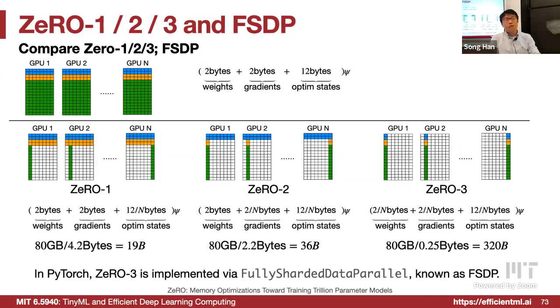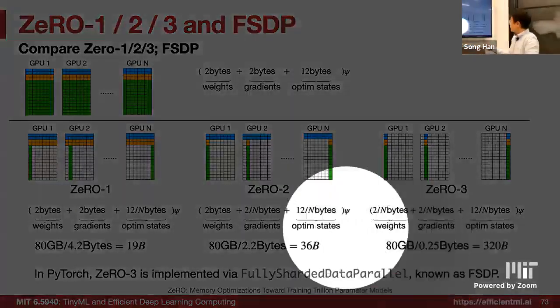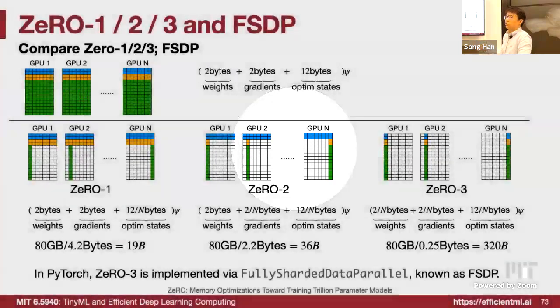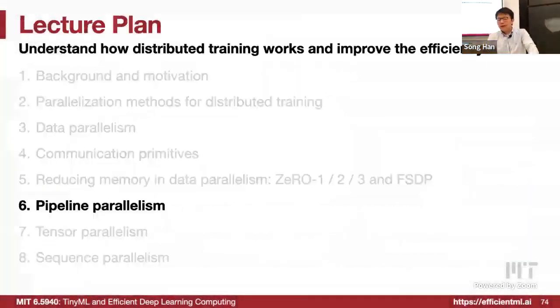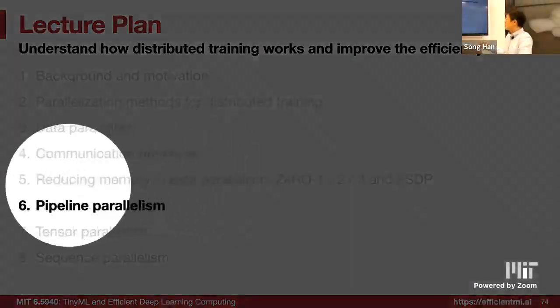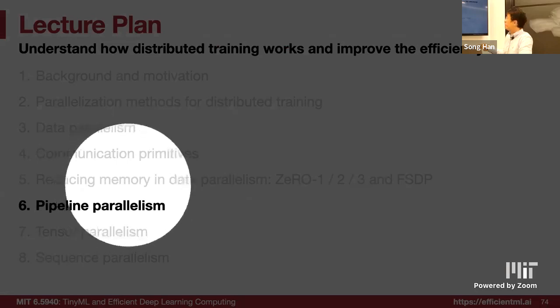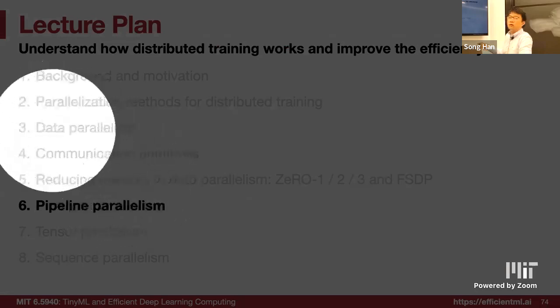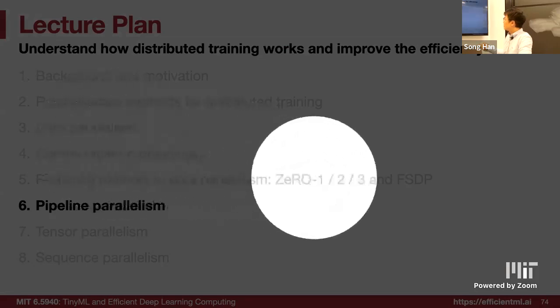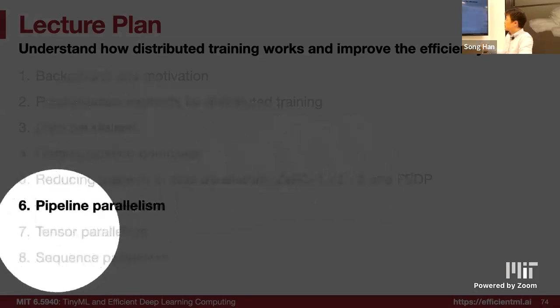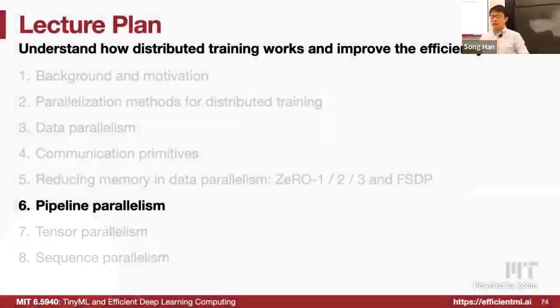So for large language models below like 70 billion parameters, it's pretty safe to use this approach to train it. Okay, so that's ZeRO and FSDP. Now let's switch gear to talk about pipeline parallelism. Remember we have 4 parallelisms to talk about: data parallelism, including communication primitives and sharding, and pipeline parallelism, tensor parallelism, and sequence parallelism.